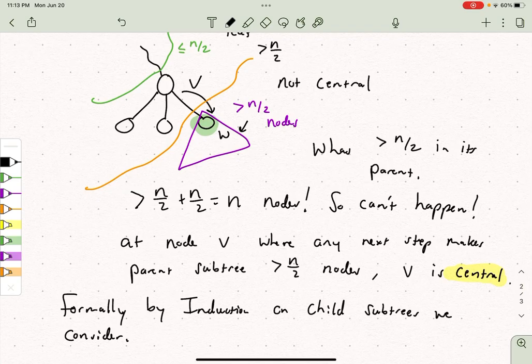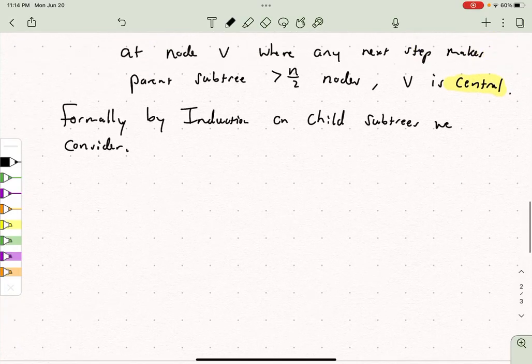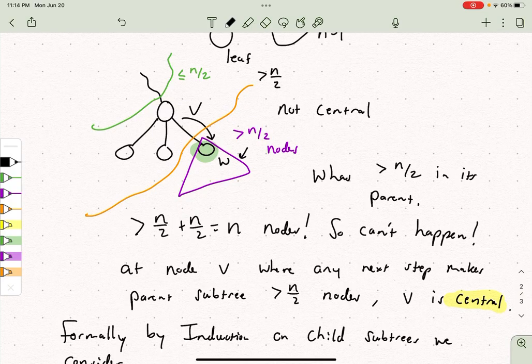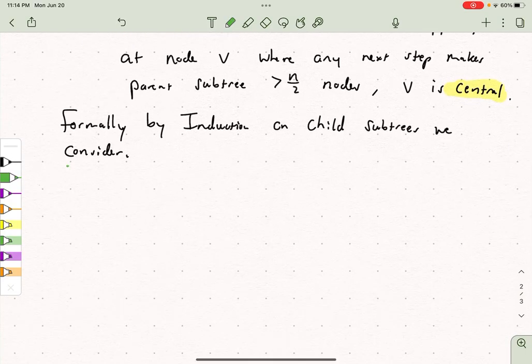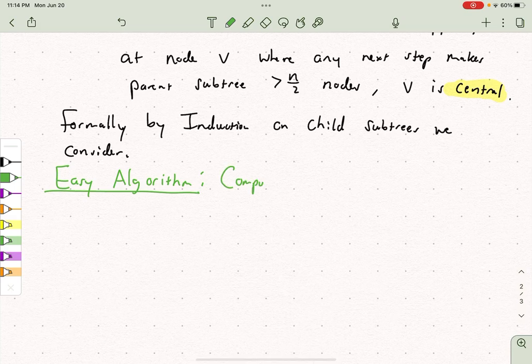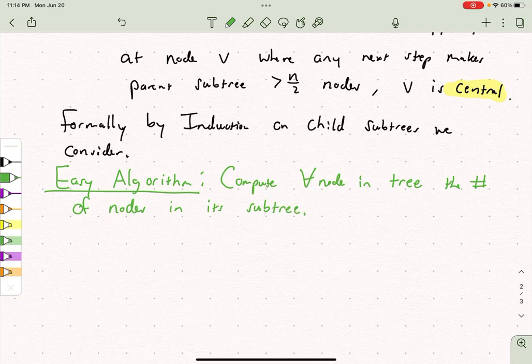And now, assuming this property is true, what's the algorithm look like? Well, the algorithm's pretty simple. There's two different ways we can do it, depending on runtime efficiency. So what's the easiest way to do this? What's the easy algorithm? So we could literally compute, for every node in the graph or in the tree, the number of nodes in its subtree.